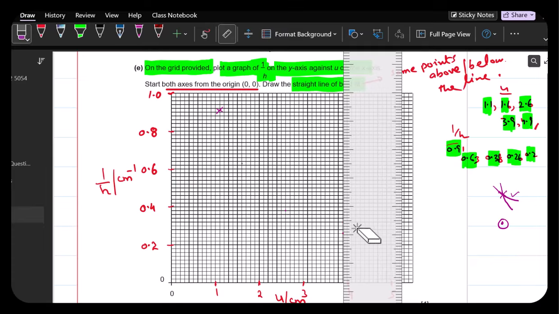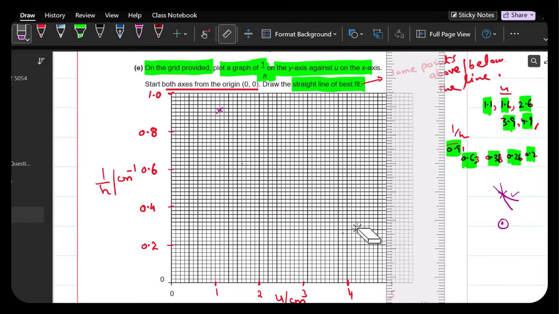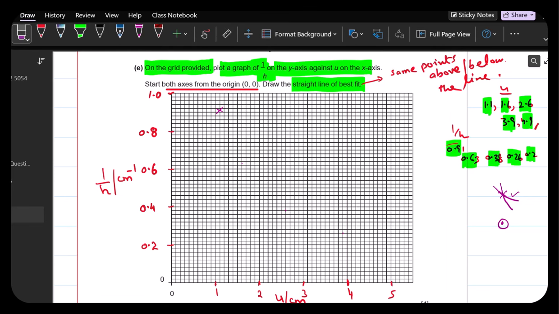So now the last value, 4.9, and on 4.9 I'm having the value 0.20. Okay, so we are done with these points. This point is somewhere here. Okay, so one cross is here, one cross is here.